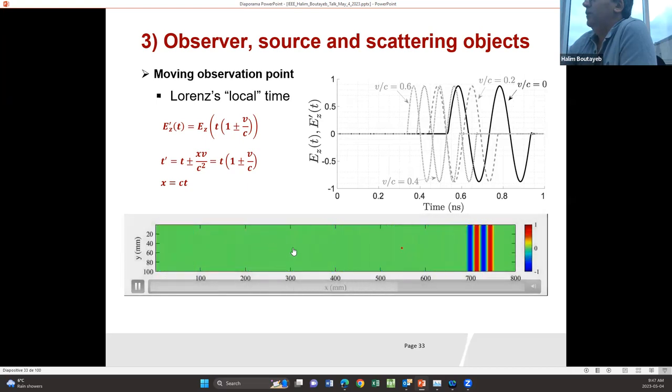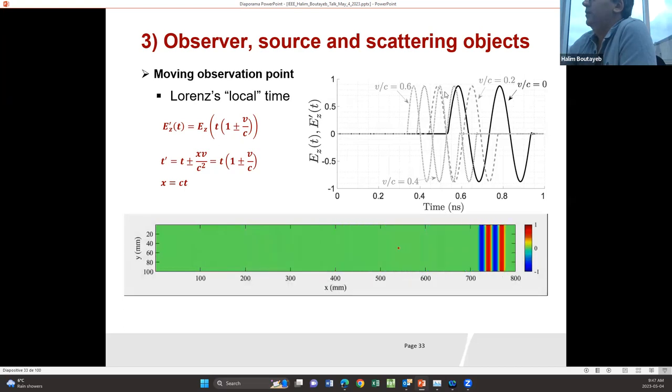And here we have a plane wave, and the source is not moving. So there is no Doppler effect, as you can see, just the wave propagating like this. And here you have a moving observer moving in this direction. Depending on the value of V over C, if there is no motion, you get this signal. If there is motion, you will get a different signal, as you will see here, for V over C equal to 0.6, 0.4, 0.2, et cetera.